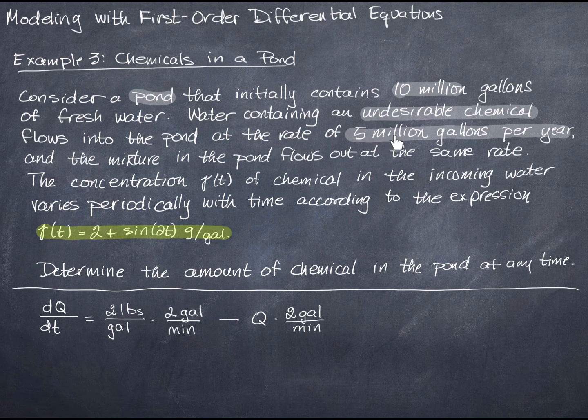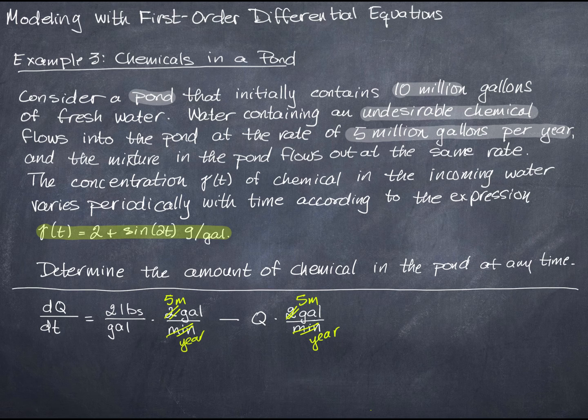In this problem, we have 5 million gallons per year. So let me change that. Instead of 2 gallons per minute, we have 5 million gallons per year. Same thing here, 5 million gallons per year. Now, the concentration, this expression right here, replaces the concentration of salt in the water. Well, the concentration of salt in the water was 2 pounds per gallon. So this expression gets replaced.